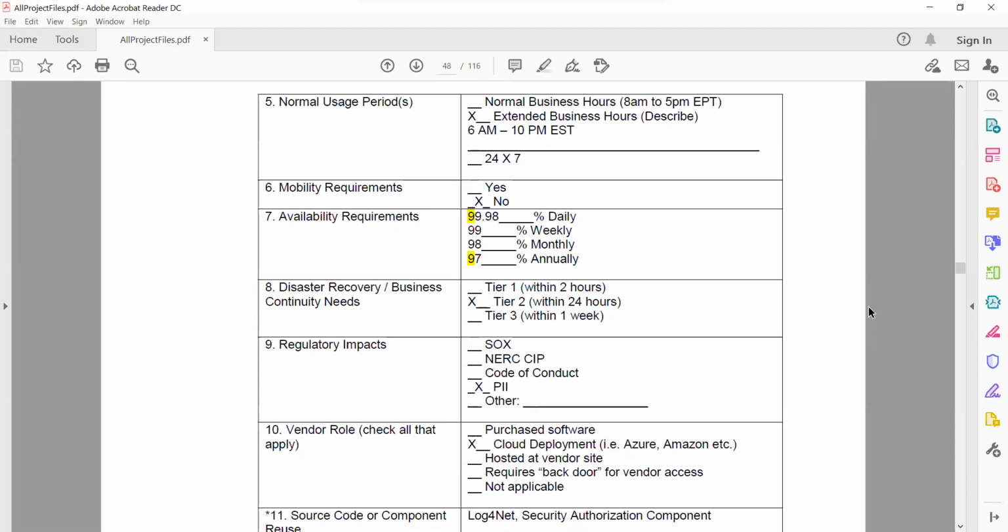Okay, thank you. Basically, the lesser the tier, the higher the price. Is that what you mean? Yeah. Thank you.